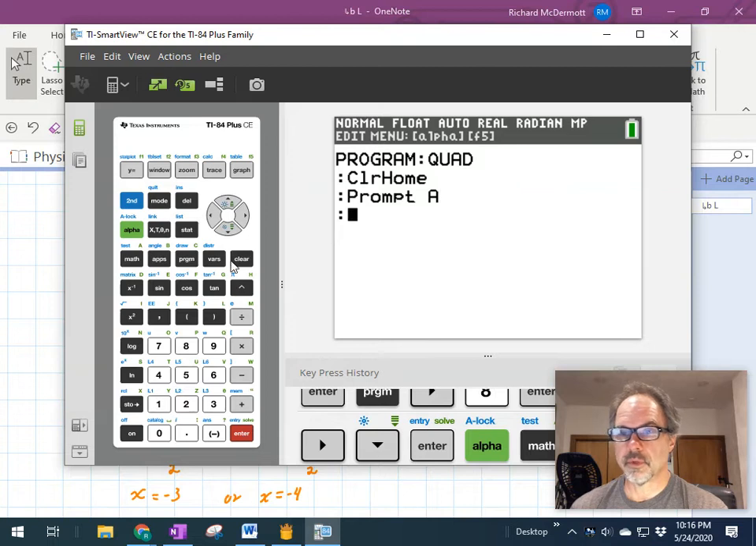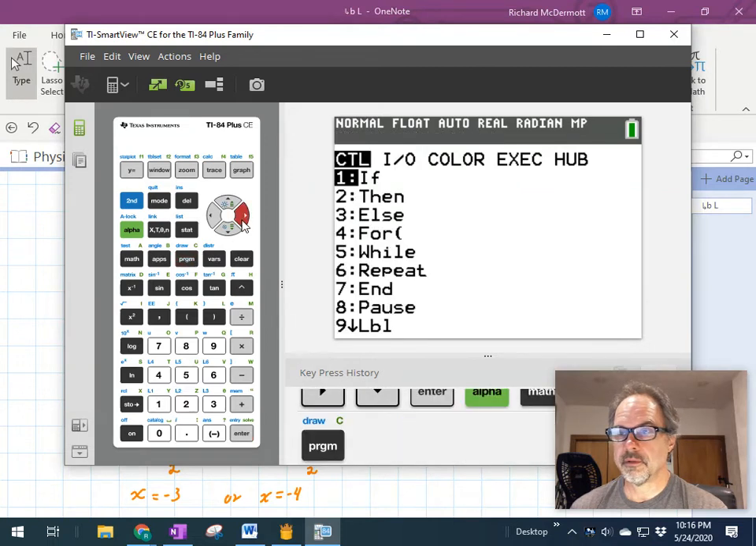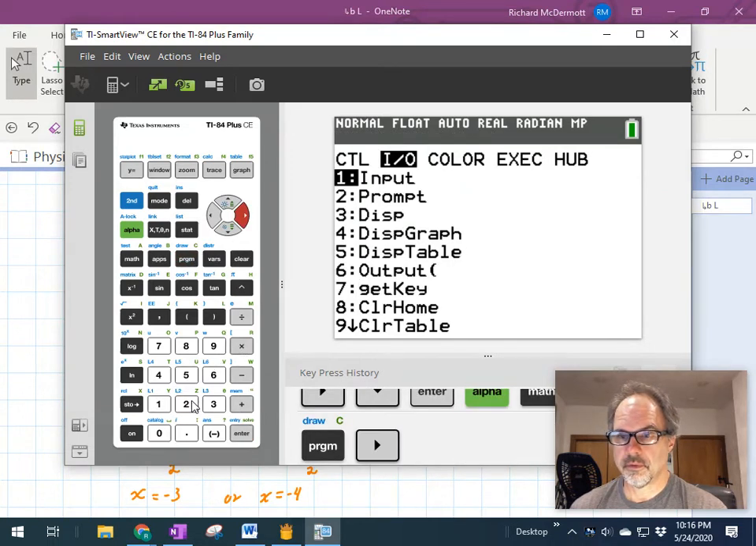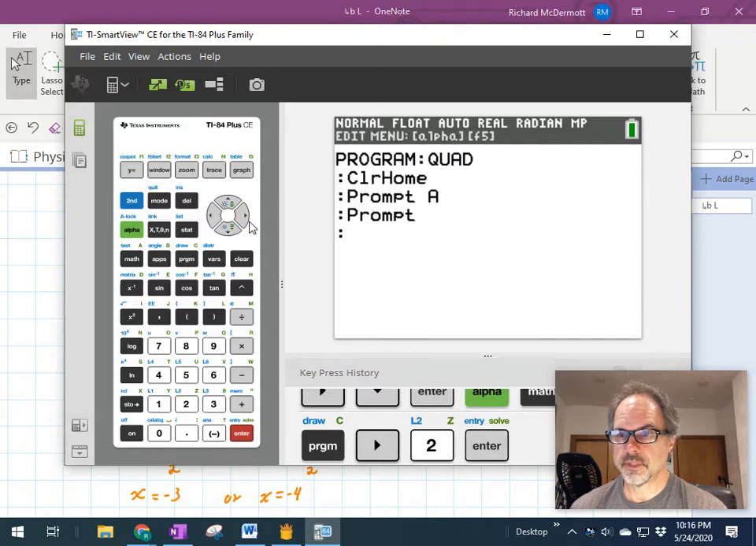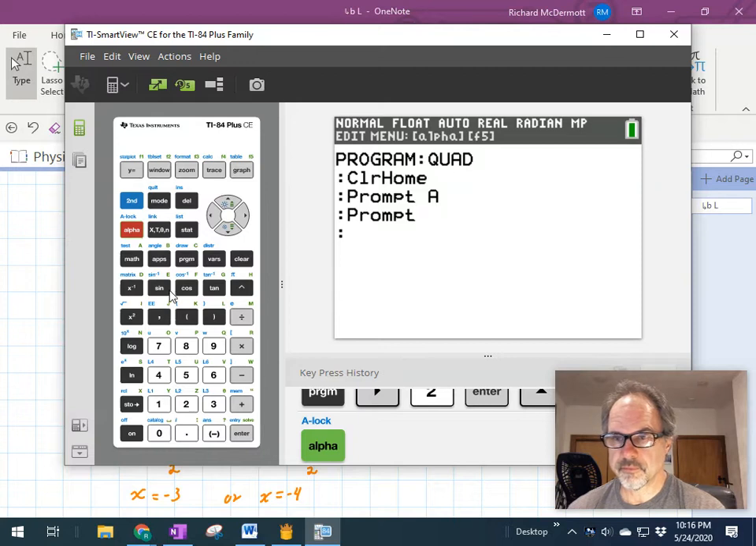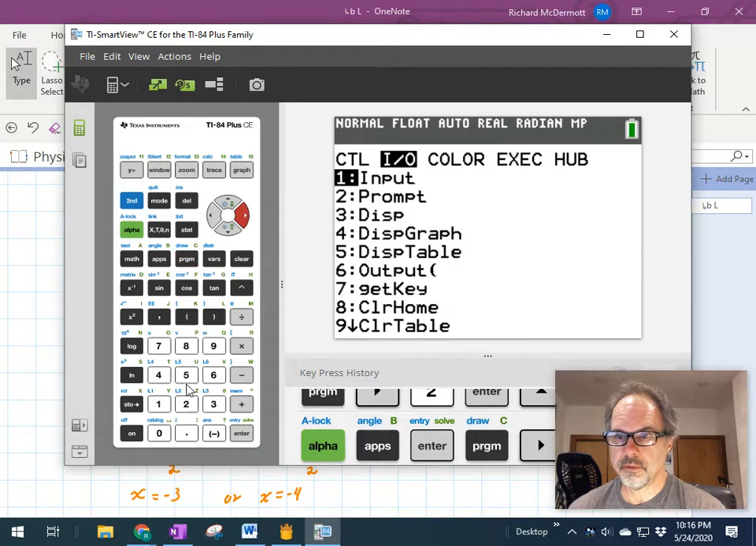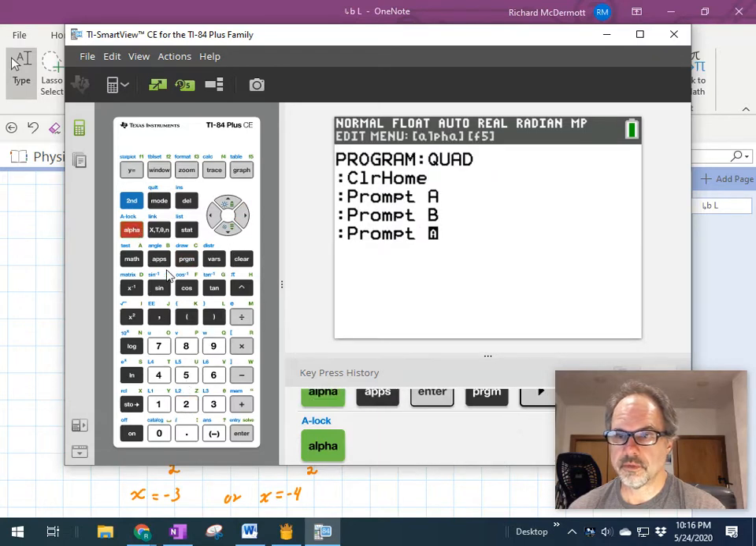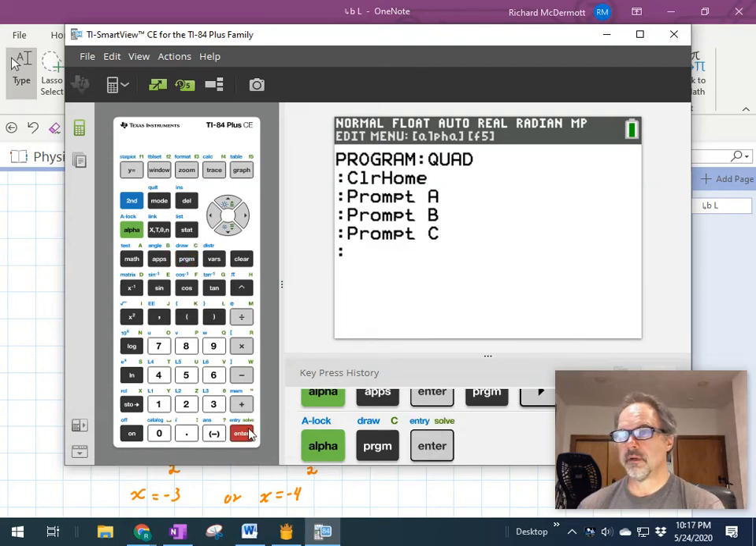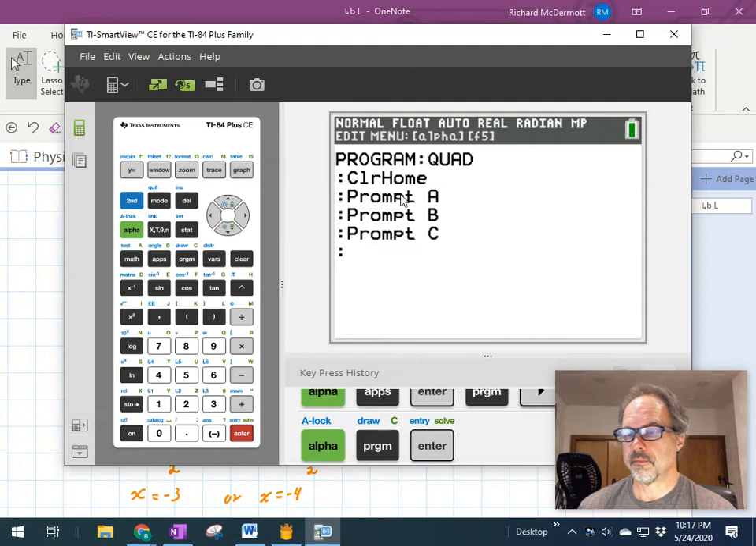Okay, and then we're going to do prompt B. Program I/O 2, and oopsie, went too fast there. So alpha B. And then we're going to prompt for C. So program I/O 2, alpha C. And there we go. So now the program knows what the coefficients A, B, and C are.